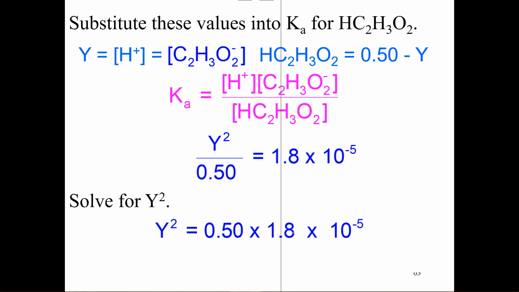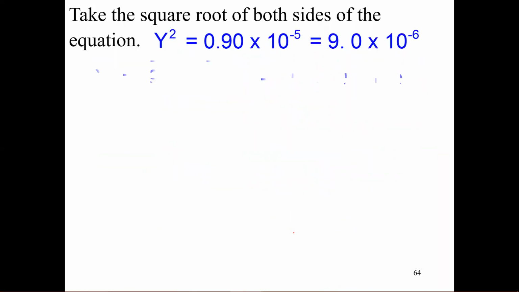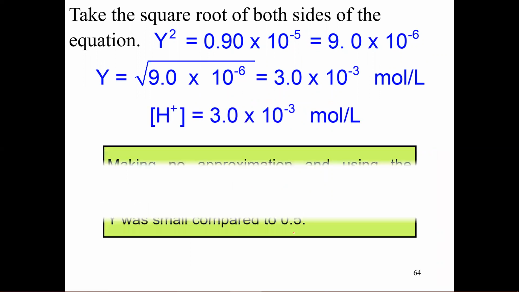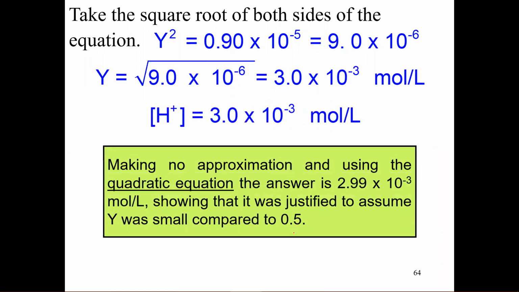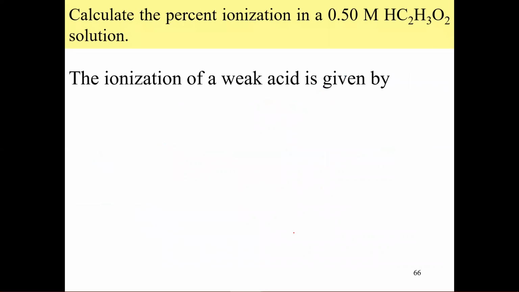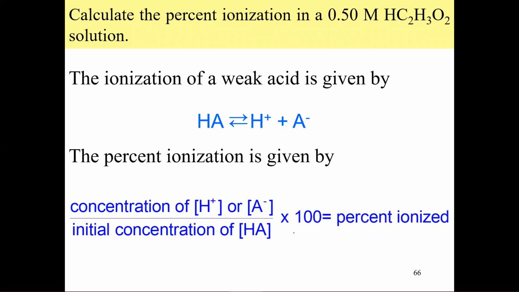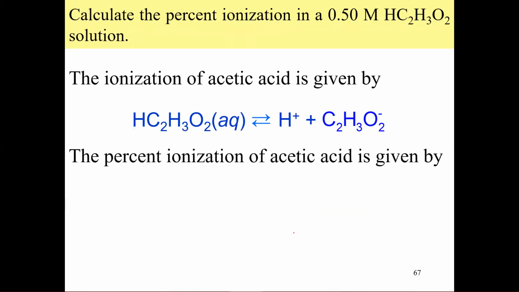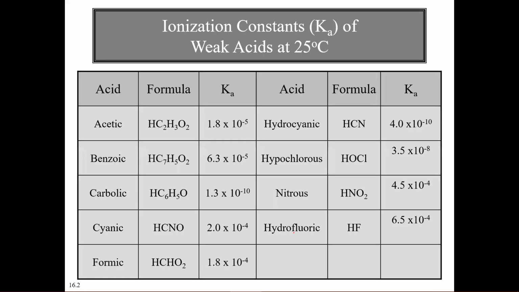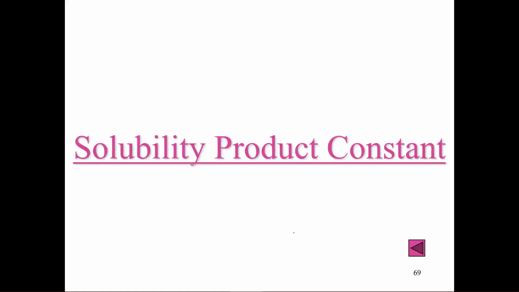I'd recommend you read that part in the book and take the square root of both sides to get that final answer. Basically, using a quadratic equation, you'll get a similar number there. Calculate the percent ionization of a 0.5 molar acetic acid solution. The ionization of a weak acid is there, along with ionization constants of weak acids at 25 degrees Celsius.